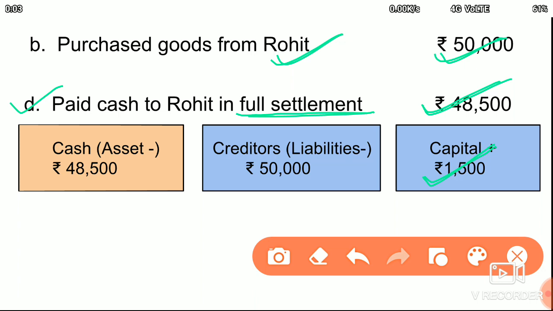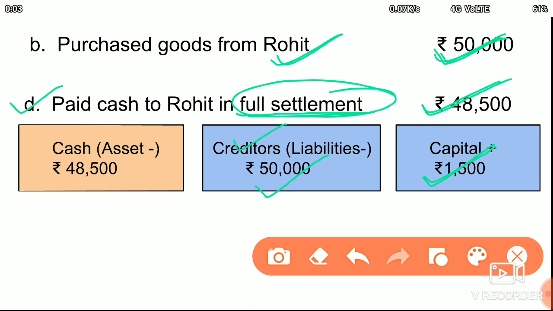So Rohit is receiving the cash and the account is settled. The creditor was recorded before when the goods were purchased. Rohit was recorded at 50,000 rupees. Since the account is fully settled, the actual payment which was supposed to be made to Rohit was 50,000. So we will decrease the creditor by 50,000 rupees as there is no balance left to be paid. So there is no more balance.